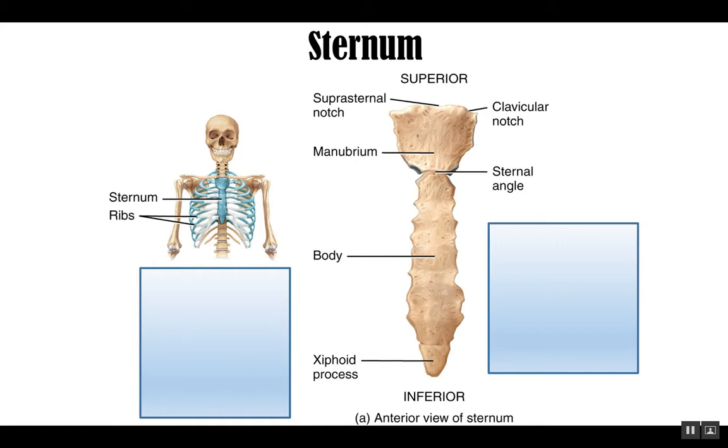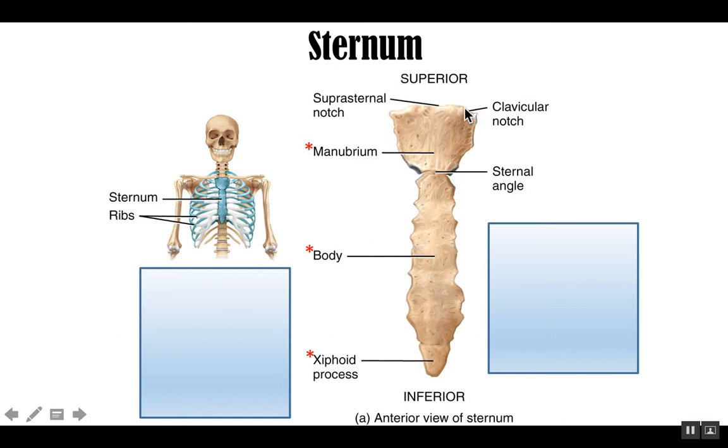The superior region is known as the manubrium. Manubrium actually means handle of a sword. And if you look at the sternum, it does look like a sword. The body is where you will find a lot of the costal cartilage attachments. And that's the cartilage that's going to attach the ribs to the sternum. And then the most inferior region of the sternum is known as the xiphoid process. And xiphoid means sword. So you have kind of the blade of the sword and the handle of the sword.